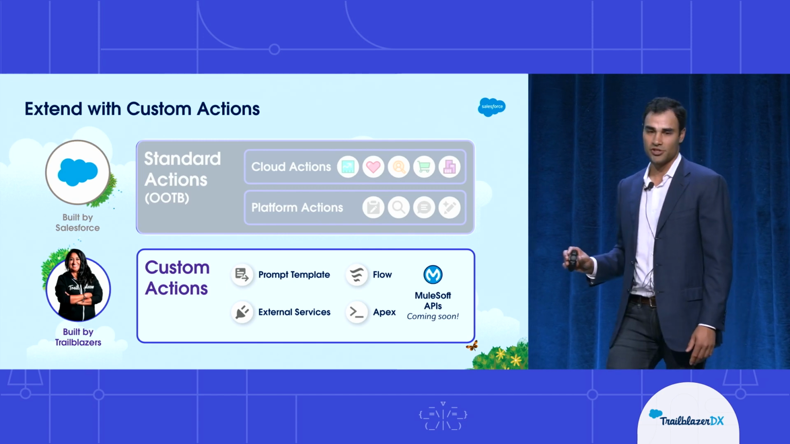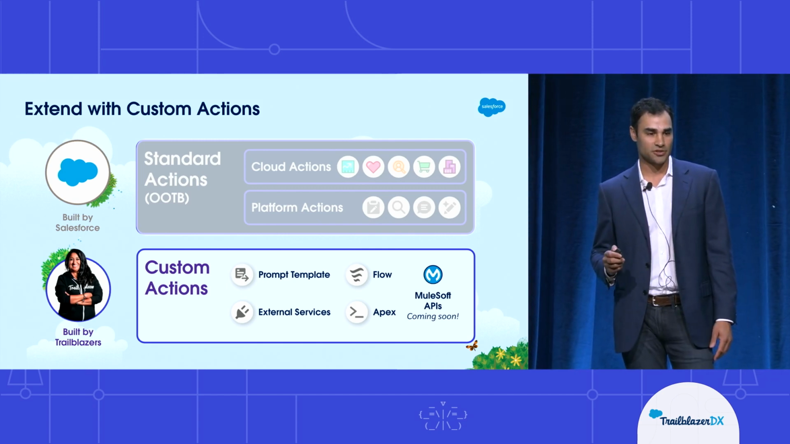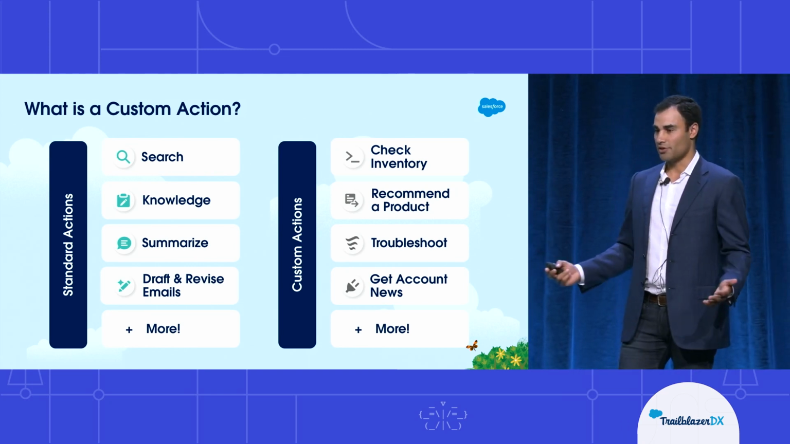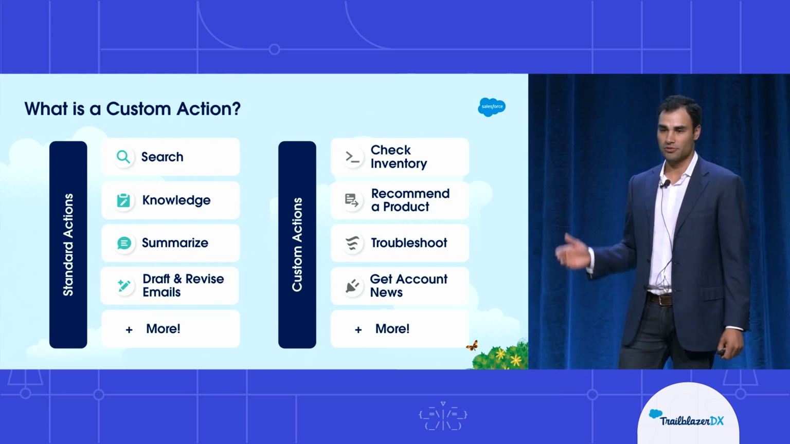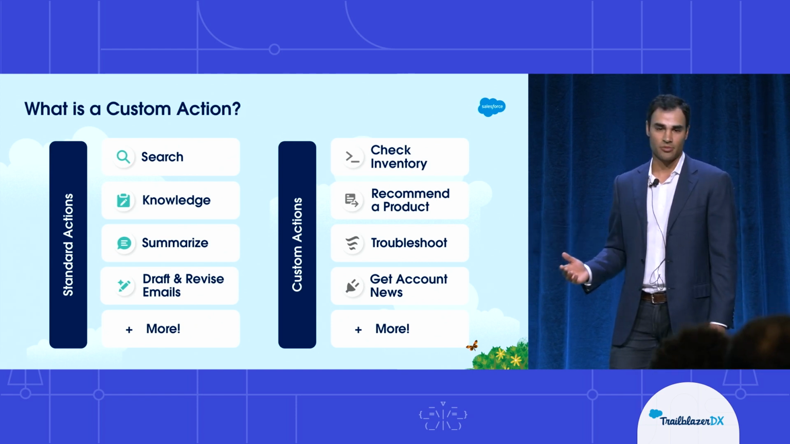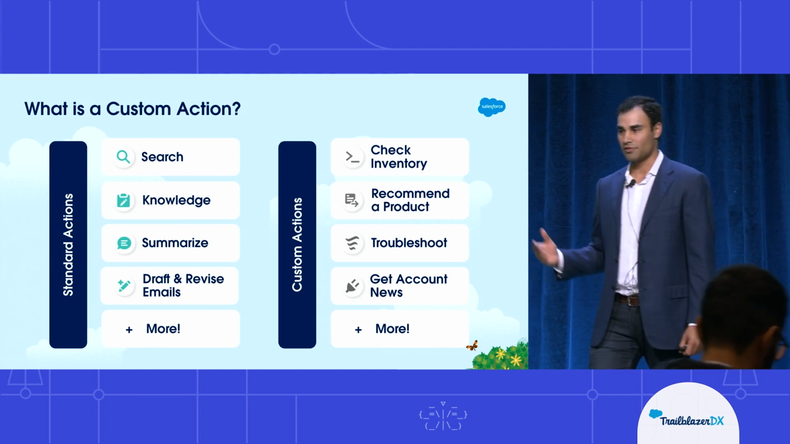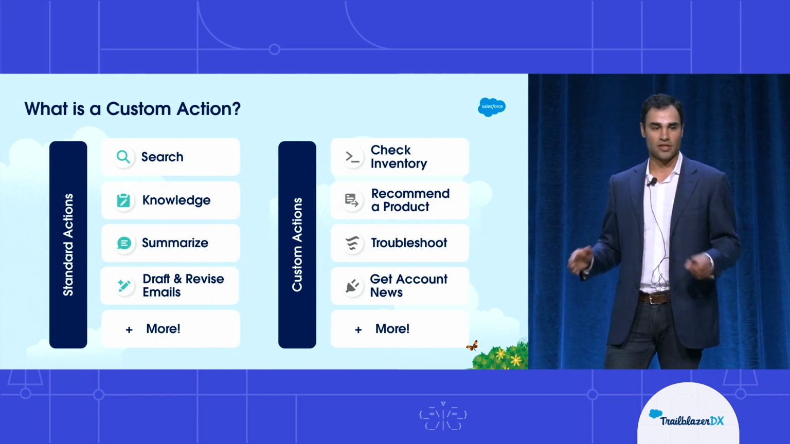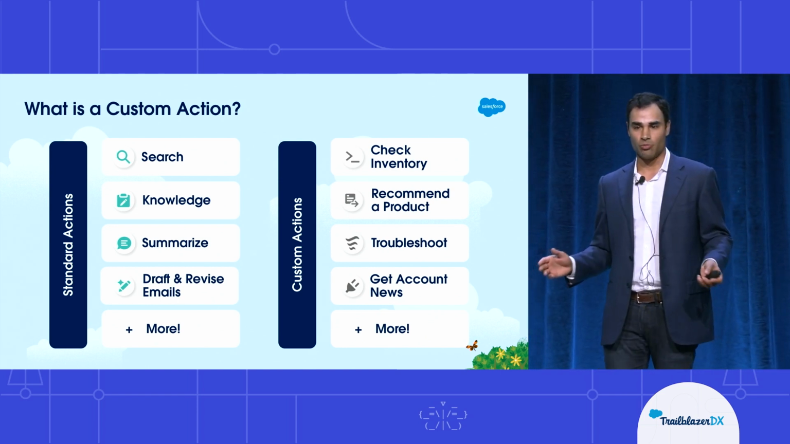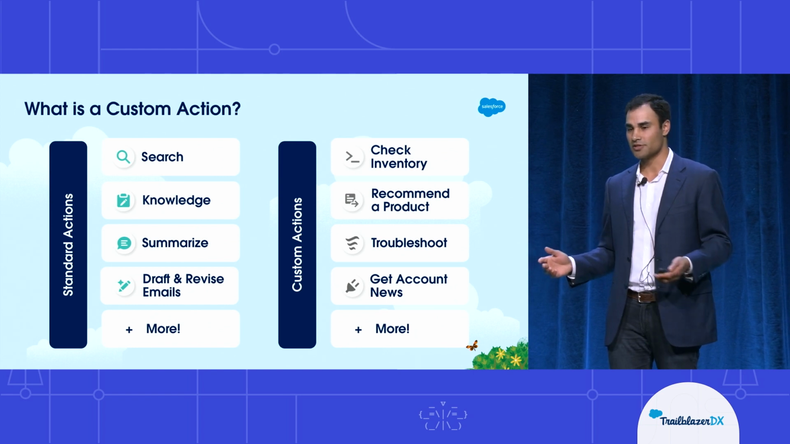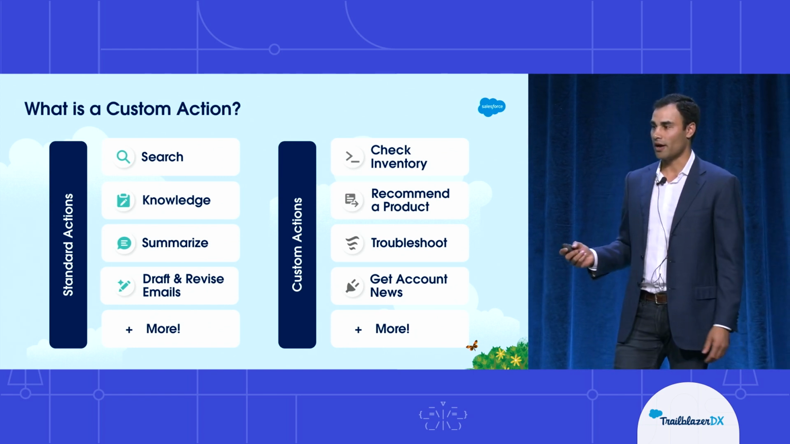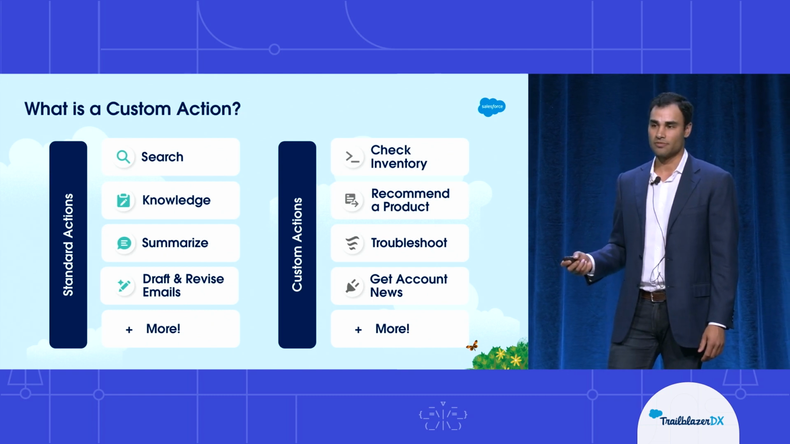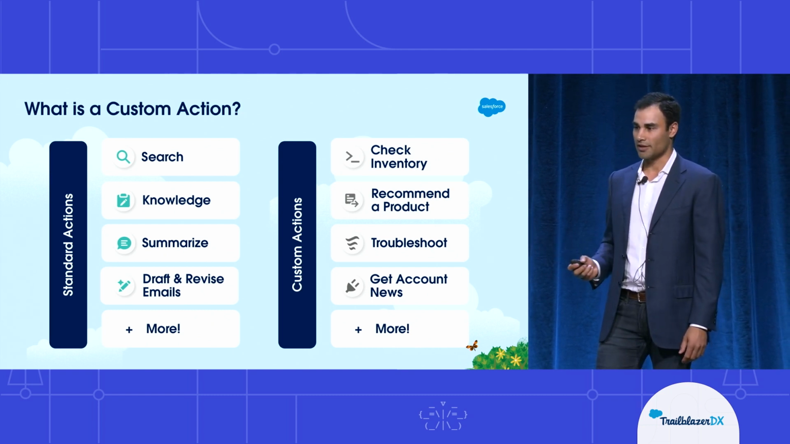Okay, let's change gears a little bit and talk about custom actions. Brad told you about standard actions, things like search, knowledge, the ability to summarize records, or quickly draft and revise emails. These are the core capabilities, the things that come out of the box with every single Copilot, the things that every customer needs. But in order for Copilot to be truly useful for your business, it needs to be able to do more. And that is the magic of custom actions.